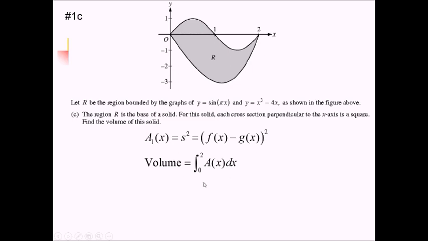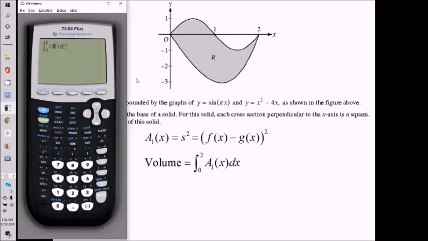And now I can just do this on the calculator. And let me write A sub 1 in there. There we go. So I did math 9 for integral. I'm going from 0 to 2 just like before. And in here I have to open a parentheses now. And in that parentheses I need to do alpha trace y1 minus alpha trace y2, so that's f of x minus g of x on the calculator. Close the parentheses, and then I need to square that whole thing. And then let me just do dx. So that comes out to 9.978.